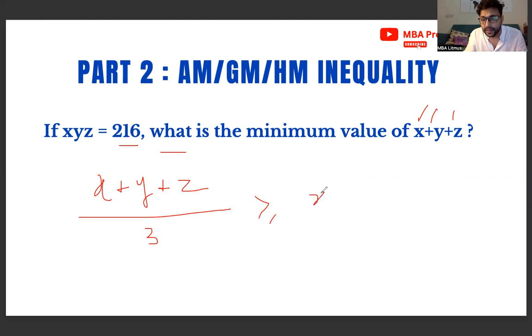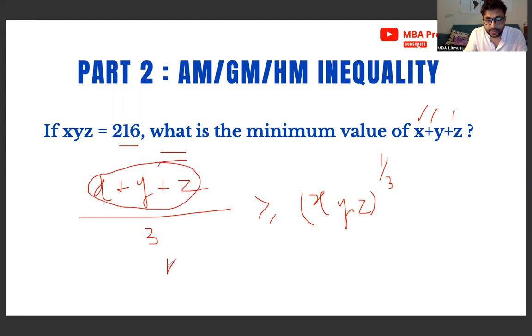What will be the geometric mean? x into y into z, and since there are three numbers, I'll take a cube root. If there are four numbers, I'll take a fourth root, for 5 numbers, fifth root. Now I have to find the minimum value of x plus y plus z. Let us say that this is k. So k is greater than or equal to, if 3 moves to the other side, 3 into (xyz) raised to the power 1 by 3. xyz is 216. What is the cube root of 216? We know that the cube of 6 is 216. So this becomes 6. Therefore, k is greater than or equal to 18.